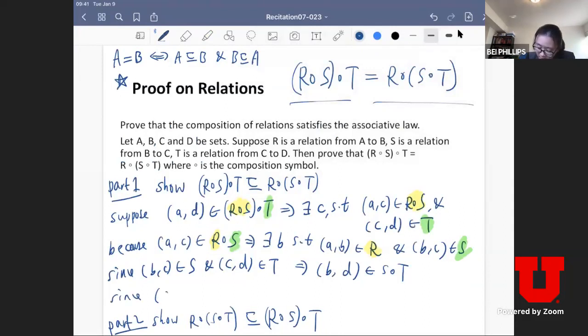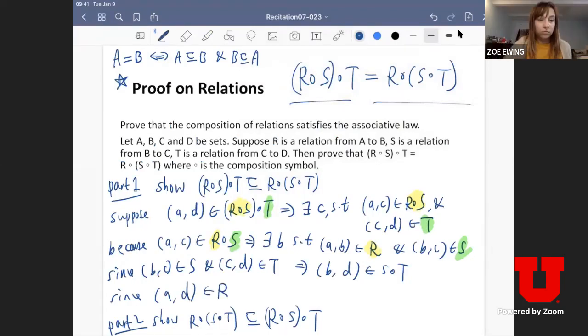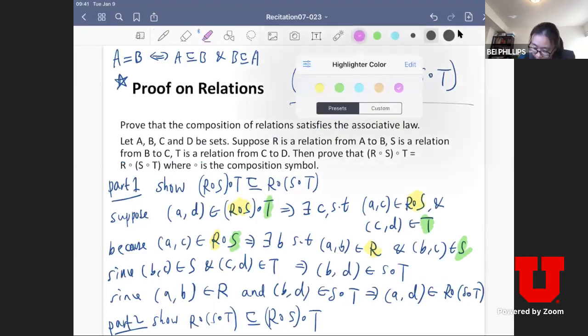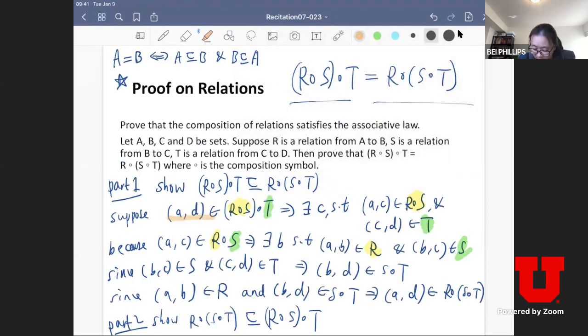And because A of B is in R, sorry, that's a typo, and B of D is in S composed with T, then we have AD is in R composed with the result of S composed with T. So I start with, let me use orange, I start with, suppose A and D is part of the left-hand side, and arrive at it's also part of the right-hand side, which means the left-hand side is a subset of the right-hand side, okay?